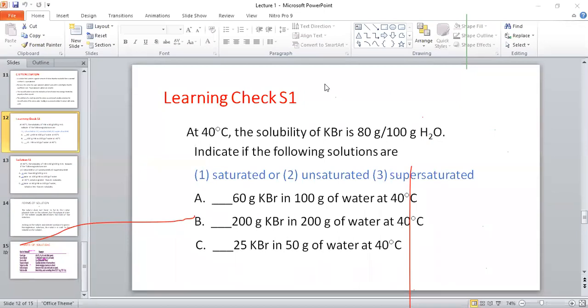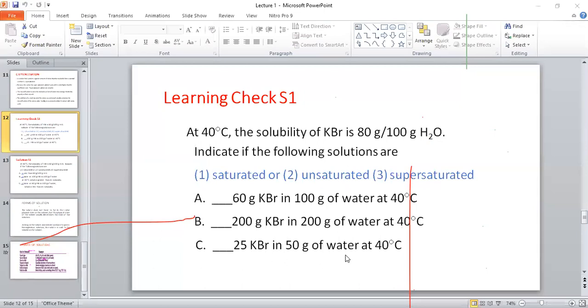Okay, answer the C. So for the C, I would say it's unsaturated. The reason why it's unsaturated is because if we're looking at the amount of solvent given to us, if we equate it to this, it's going to be half of it. So for this particular solute to be soluble in this solvent, we need a minimum of 32.25. Because this is less than that, it makes it unsaturated.